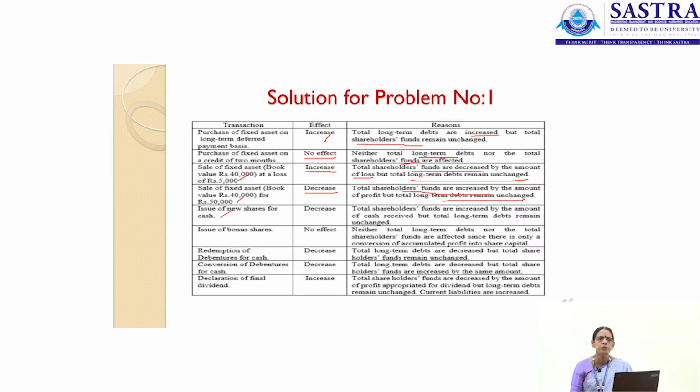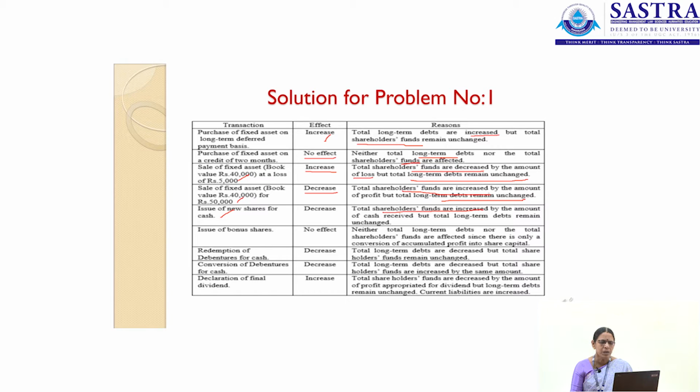Next is issue of new shares for cash. Now, when we are going to issue the new shares for cash, the cash will increase, namely the current asset. Again, the current asset has no way related with your debt equity ratio. Now, shareholders funds are increased because the share capital is increased. So, whatever amount you are going to issue in the form of shares will increase your shareholders funds.